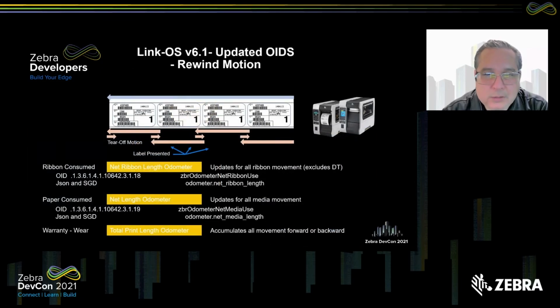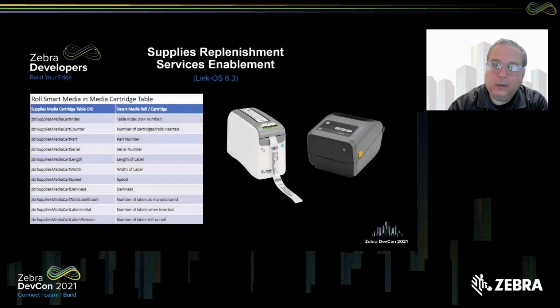With LinkOS 6.1, we just did some improvements to the precision of the label and the movements of the label in the printer. So when you capture the data of the odometers, the odometer will have high precision information that you can manage in order to set up or program the algorithms that you need for the replenishment. How can you do that? We have created some new tables in order to capture all of that data together.